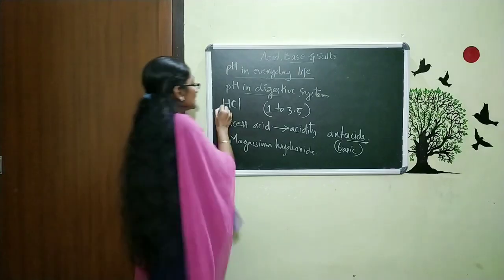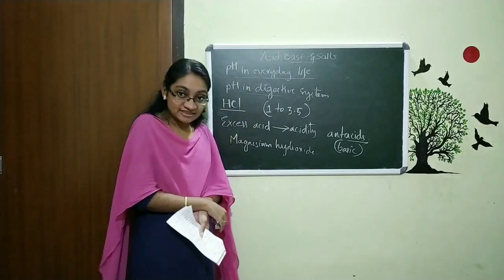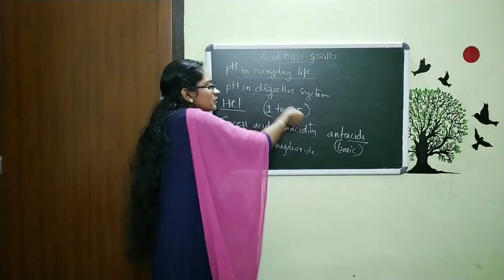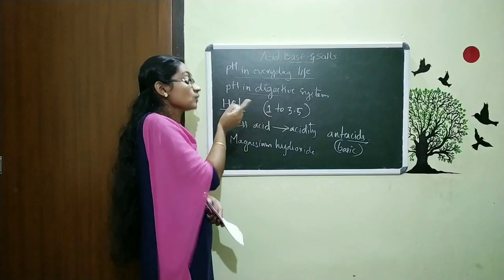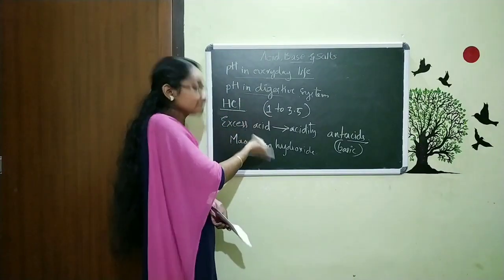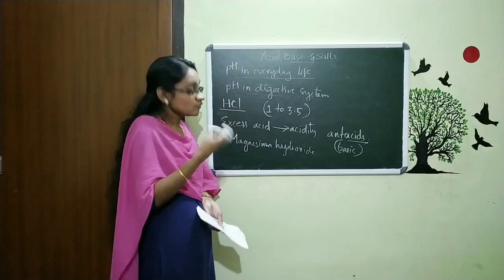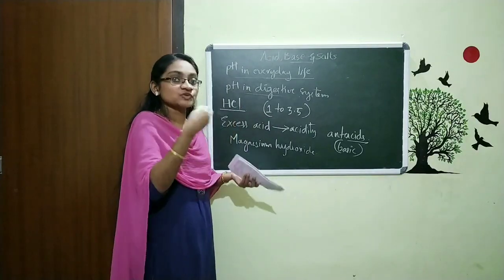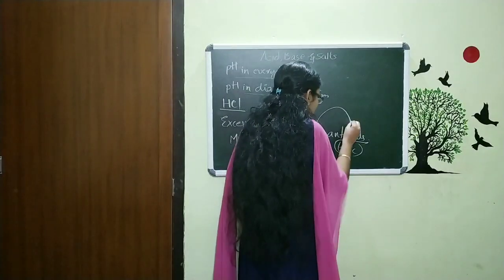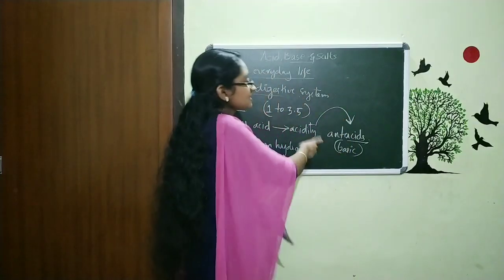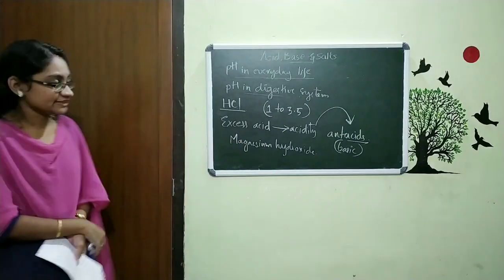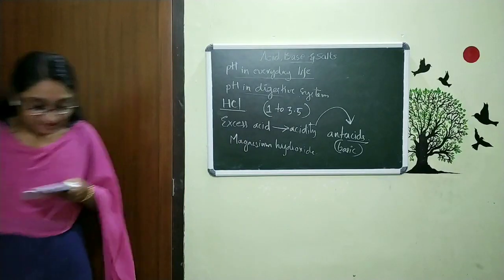So these are the things about the pH in our digestive system. Just understand that in our stomach we have hydrochloric acid, and the pH value is in the range of 1 to 3.5. When excess acid occurs in our stomach, it causes acidity, and then we want to cancel the effect. Then we take some substances of basic nature, and that is antacid tablets or magnesium hydroxide like that. This is about the pH in the digestive system.